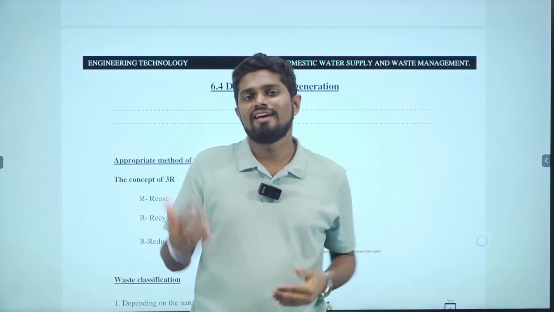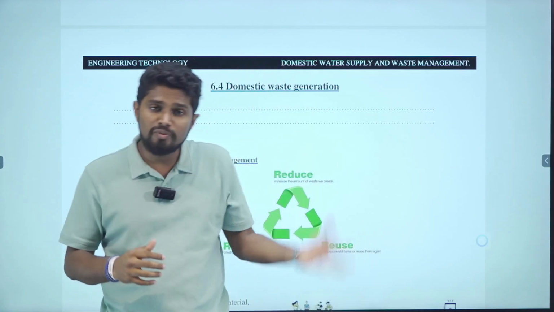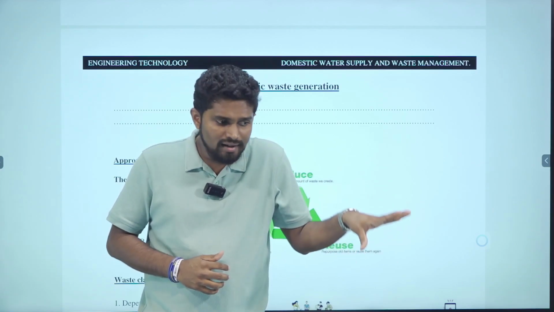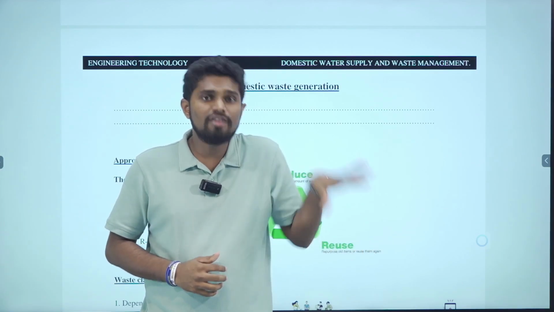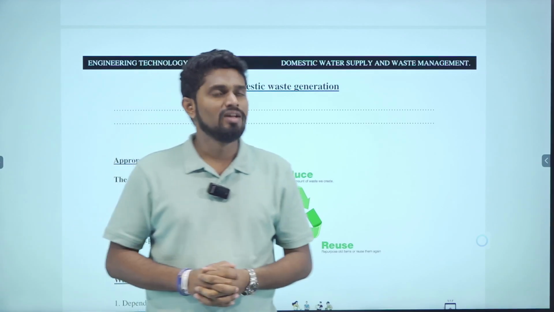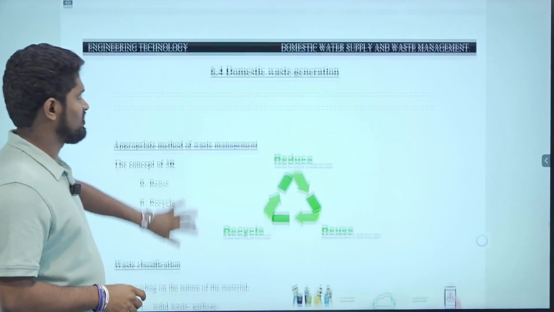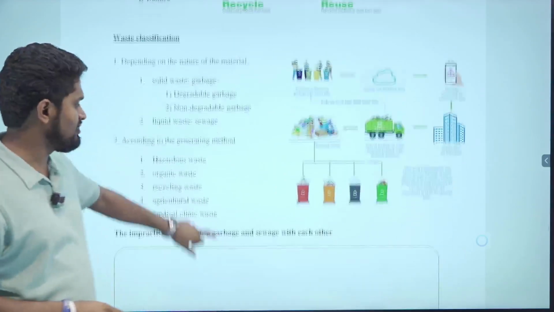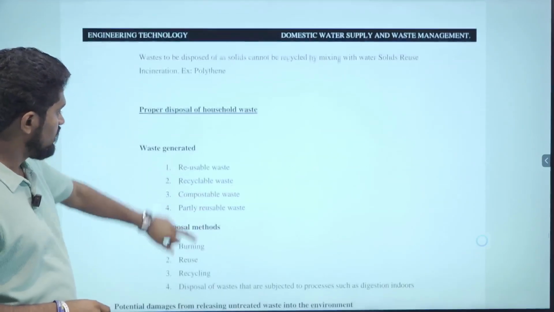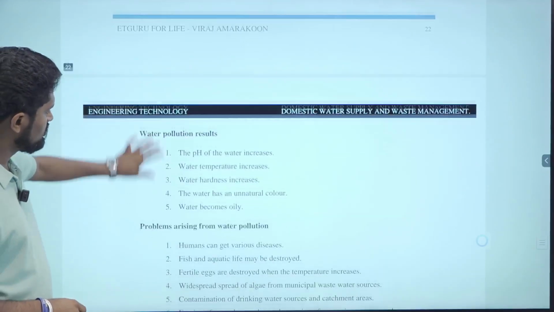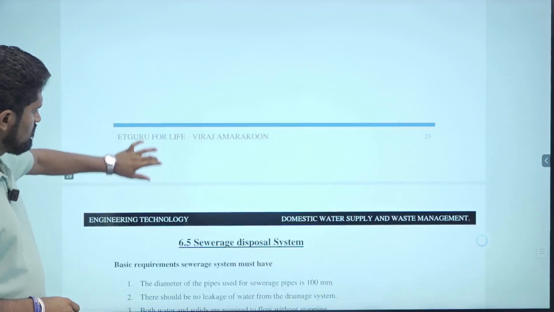Some parts we can recycle, some parts we have to dispose of. We classify and identify the effect on the environment and what we have to do for these types of waste. This is the part on domestic waste generation. Yes, guys, then there is some classification. Then we are moving on.